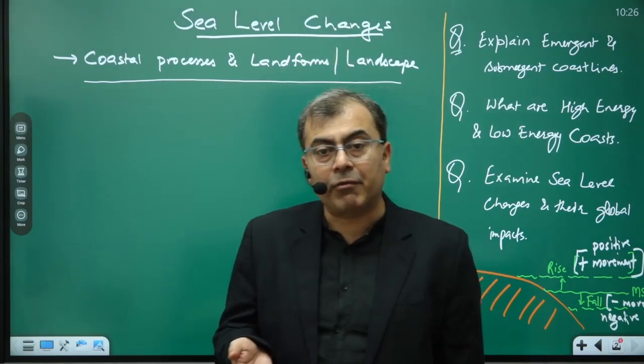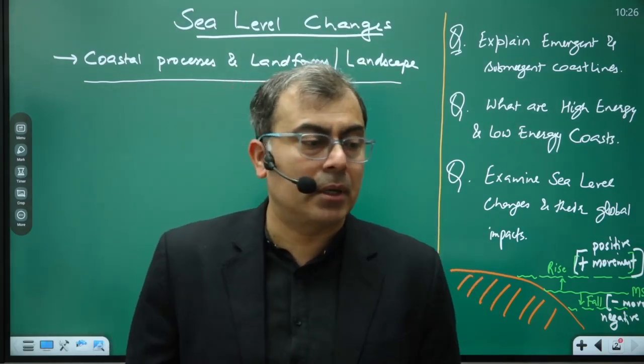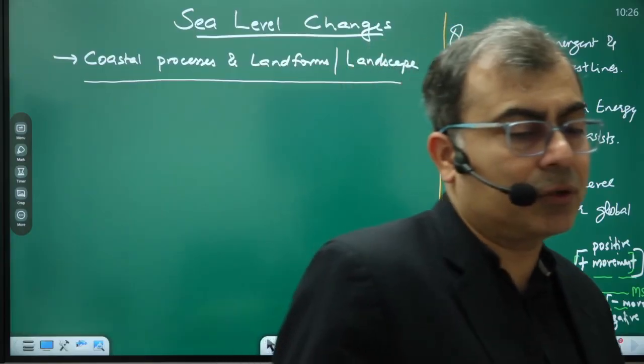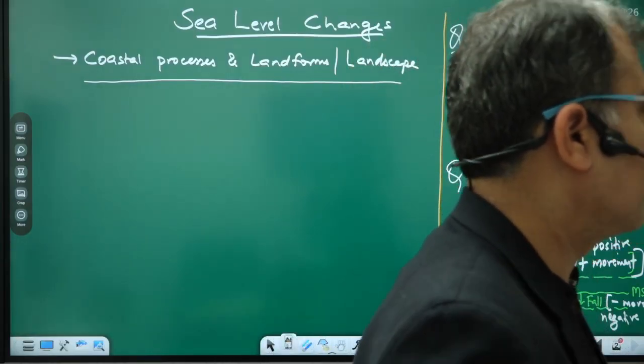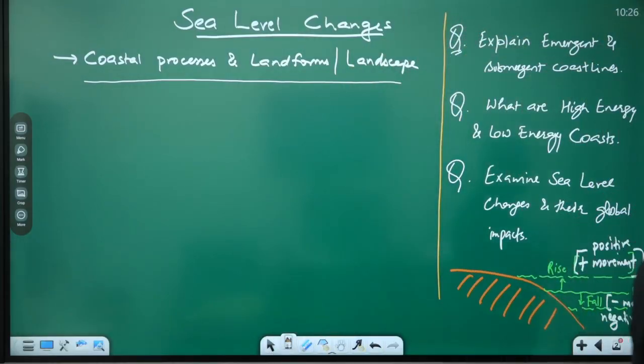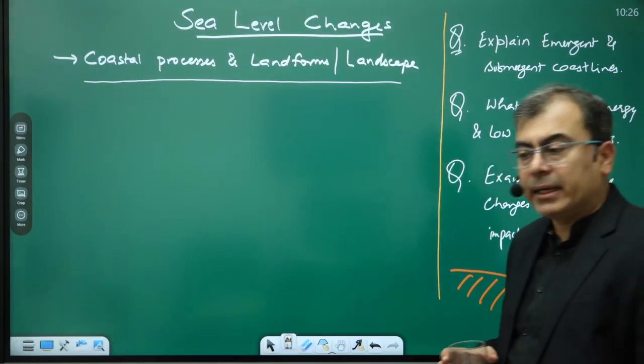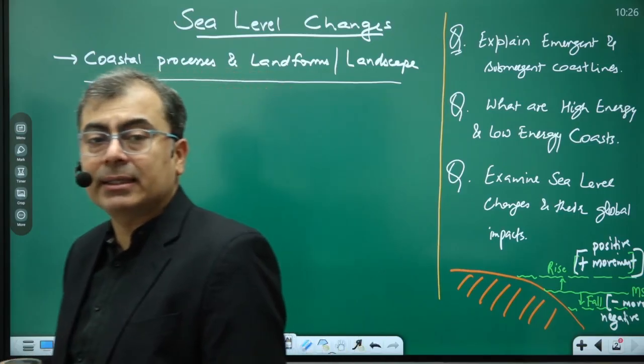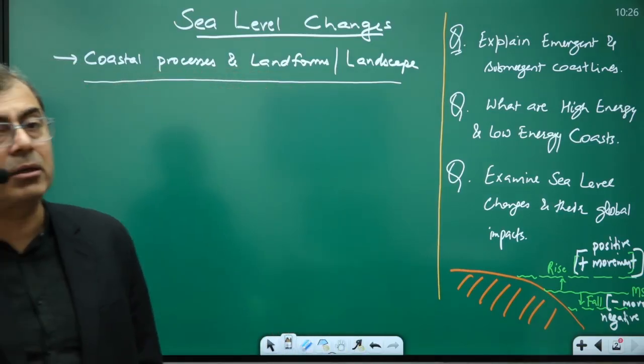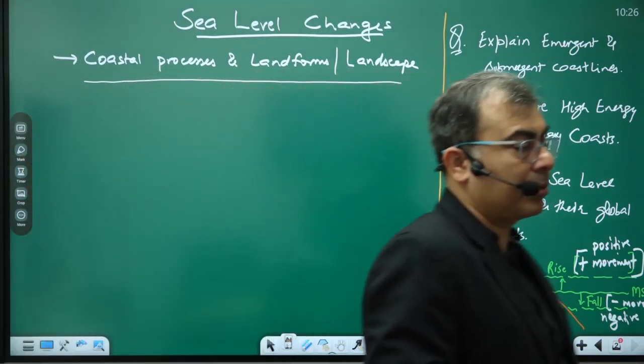Rejuvenation. If land gets risen up, please tell me, is it a case of positive movement or negative movement? Endogenetic uplift has happened, the second cycle has begun. Positive movement or negative movement? Land has gone up.